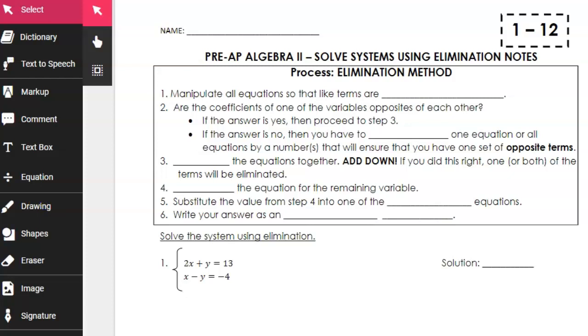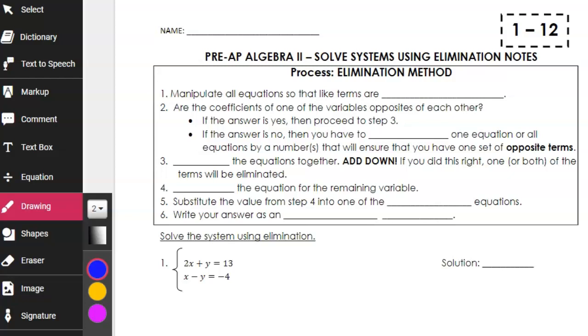Hi folks, today we're going to talk about solving systems using elimination. This is another topic from Algebra 1 that we carry on into Algebra 2. And so today we're going to review the steps, practice a little bit, and see if we can get you to remember what you did in Algebra 1.